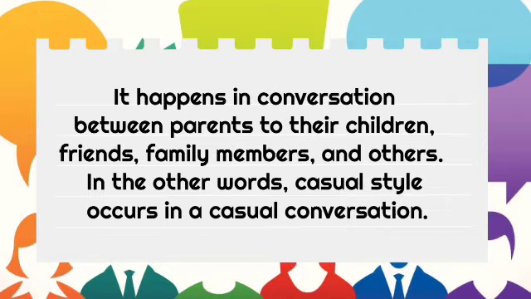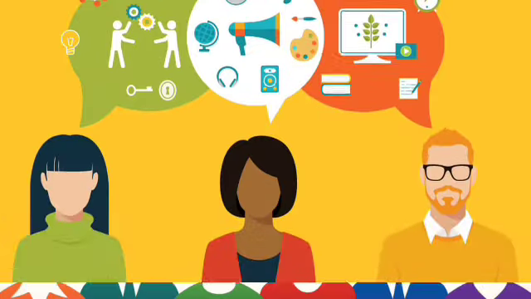In other words, casual style occurs in a casual conversation. Ellipse sentences focus on the meaning of an utterance, but not on the structure. Therefore, a speaker can be free to speak because it exposes the message of the language in a certain situation.